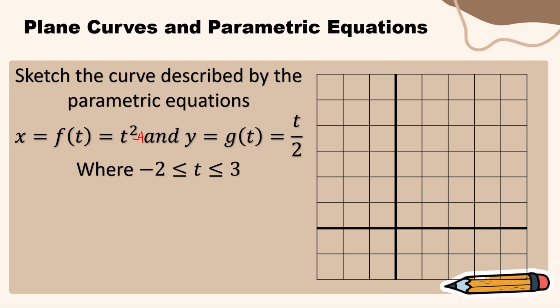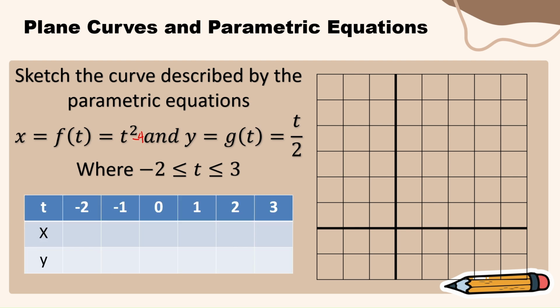Okay, for this video, we're going to sketch the graph or curve described by the parametric equation. So, x is equal to t squared minus 4 and y is equal to t over 2, where t starts from -2 and will end with 3. So, in order to solve this one, kailangan natin makakuha ng ordered pairs or makuha natin value of x as well as ng y for various value of t.